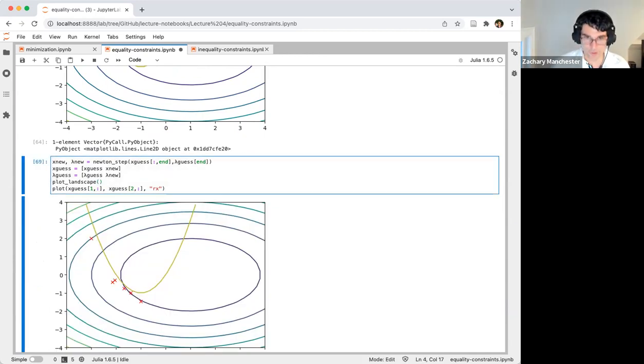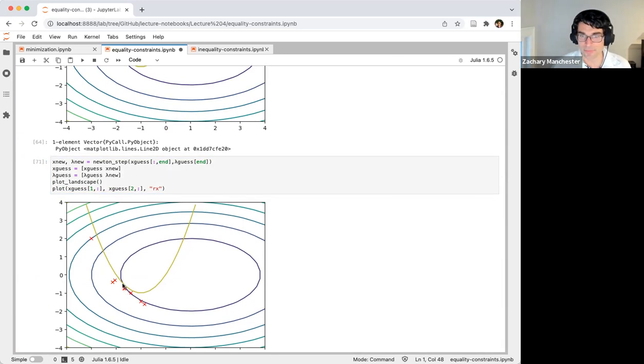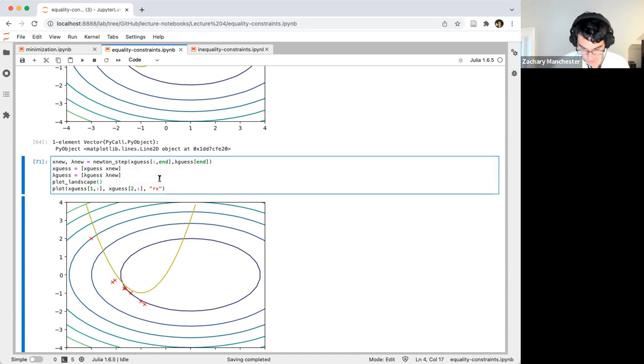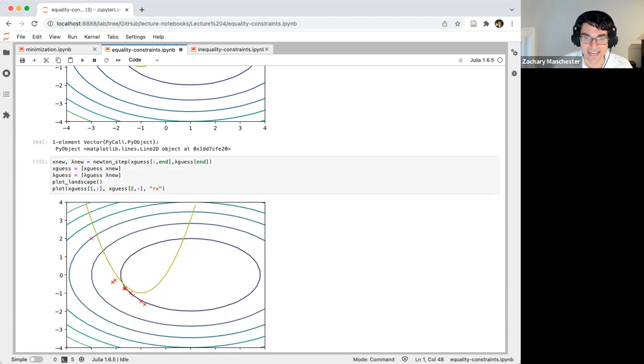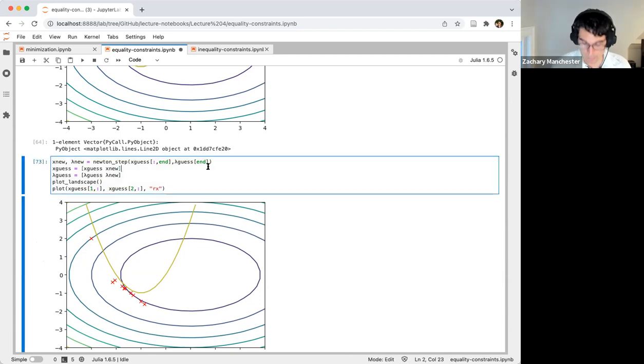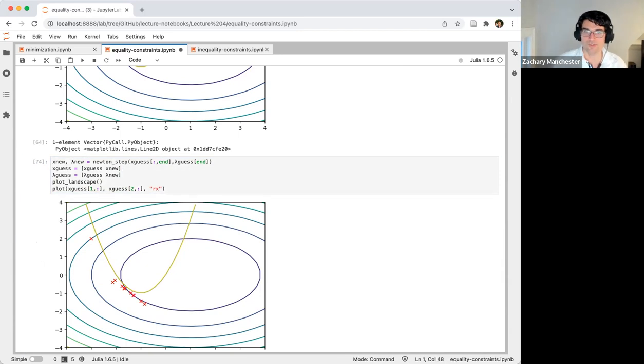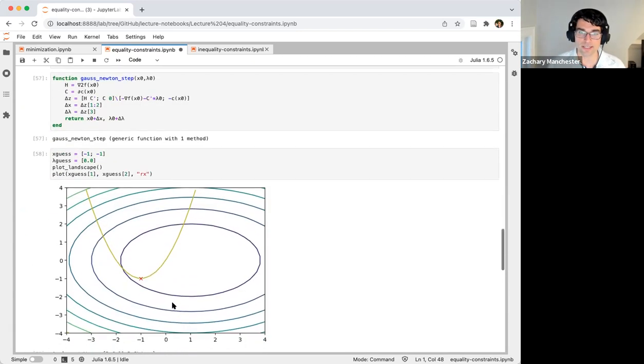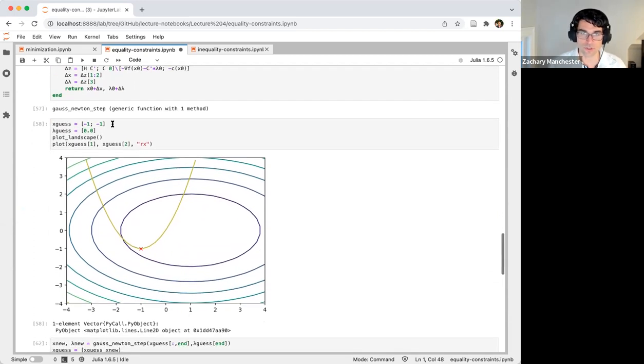And I'm converging to some point around here, which is not fully satisfying the constraints. So it looks like it's probably going to satisfy the constraints in the limit, but it's definitely not going towards what we know is the minimum right over here. So that's kind of weird. Let's see what Gauss-Newton does in this same situation.